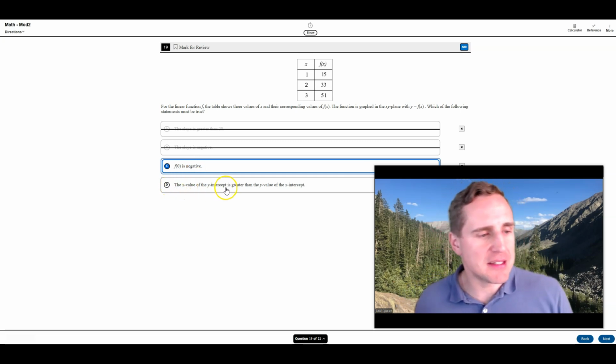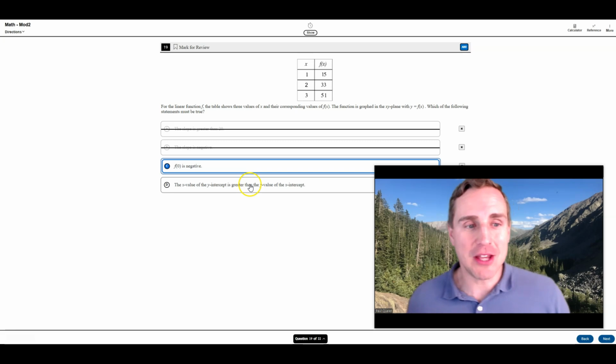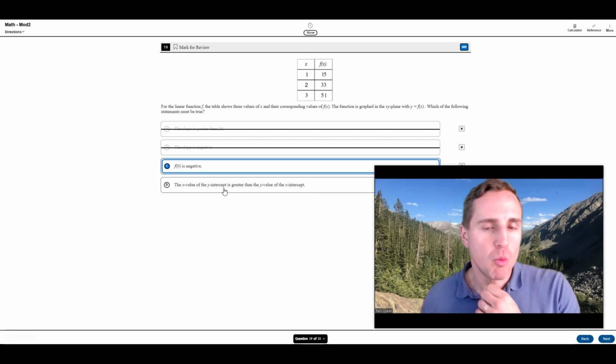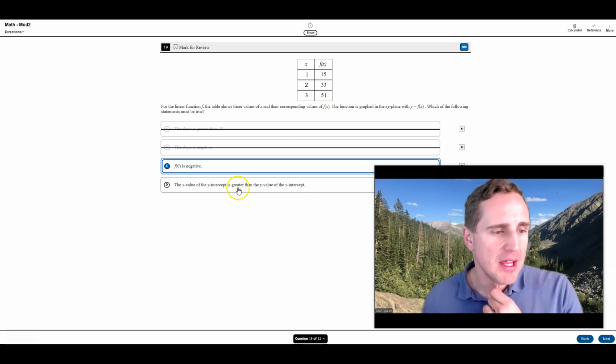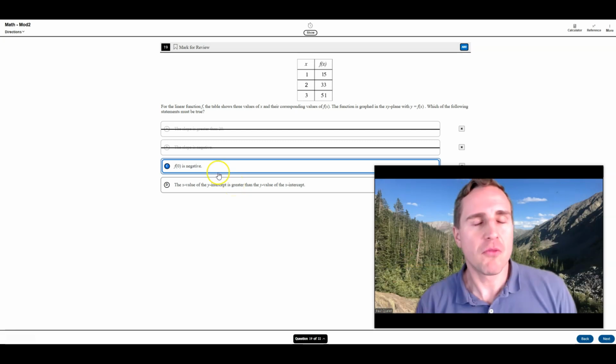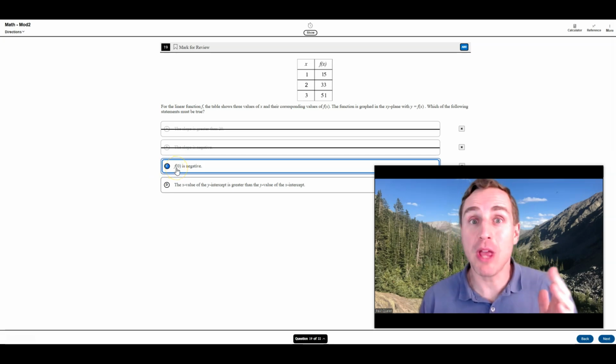Let's confirm that D is incorrect. The x value of the y-intercept is greater than the y value of the x-intercept. Okay, so we kind of have to interpret that. The x value of the y-intercept is always 0 by definition. Is that greater than the y value of the x-intercept? Well, the y value of the x-intercept is always 0, so it's not greater. So D is incorrect. In fact, D is incorrect for all x and y-intercepts. So C has to be the correct answer. Okay, so we can move on.